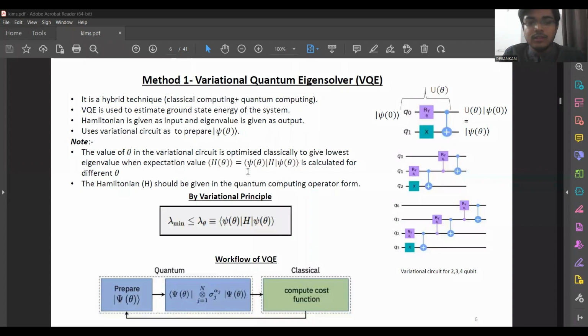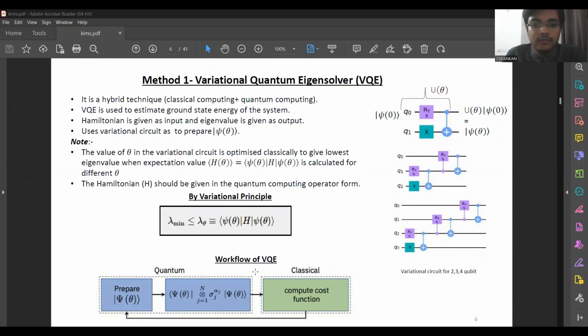What we have to do now is, the technique is that we have to vary the value of theta to find a theta which is giving us a minimum expectation value. That is, we have to optimize the value of theta in a space and find the value of theta which gives us the expectation value of the Hamiltonian as the minimum energy eigenvalue. So that is what the variational principle says.